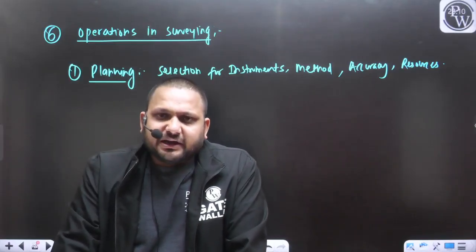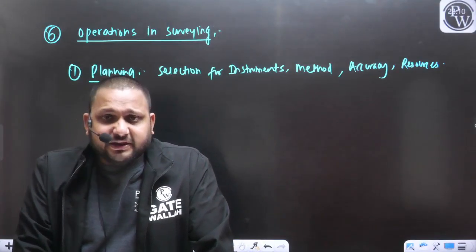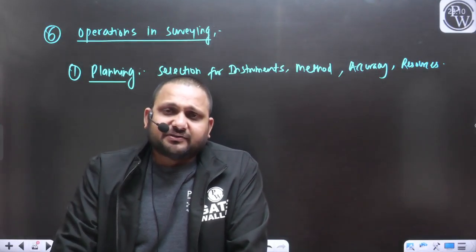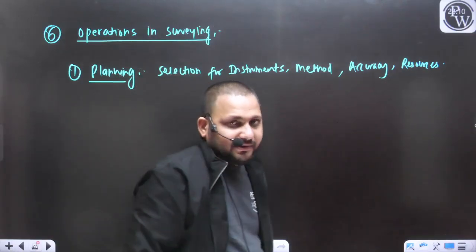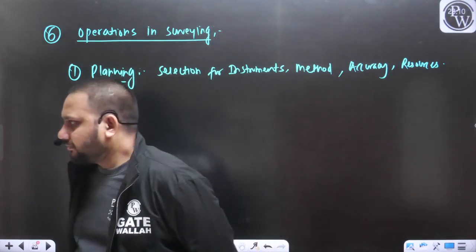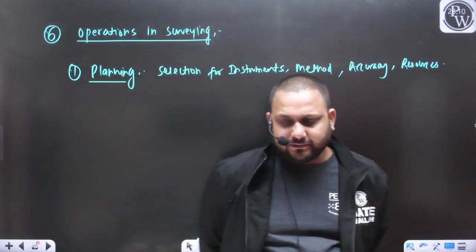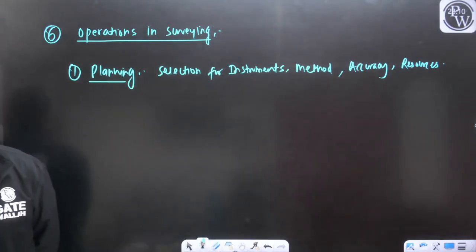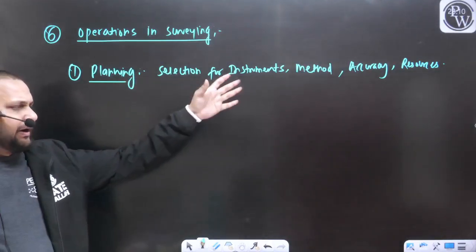What are the instruments that we are going to use? What are the methods that we will follow? What is the desired accuracy we require? How much detailing we require? And what are the various resources that are available with us? All the things you need to plan. So the first operation in surveying is going to be the planning.